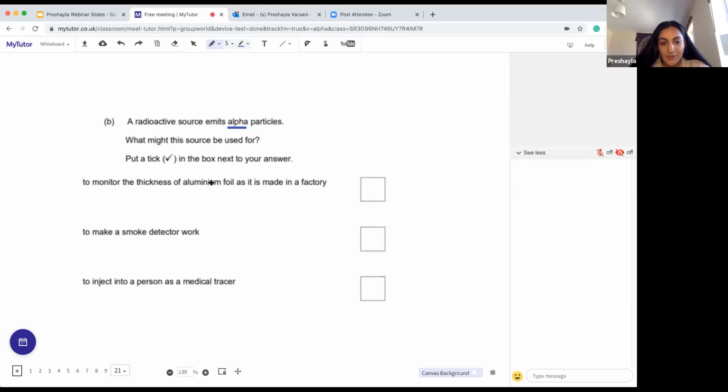Okay, so the most appropriate source for alpha would be to make the smoke detector work. As we saw earlier on, alpha is the most appropriate radiation to make the smoke detector work, because alpha is the most ionizing. It's able to knock those electrons out and charge those atoms up. And as we know, when we have a flow of charged particles, we create a current. And so a current is needed to make the smoke detector work. Gamma and beta would not be appropriate for a smoke detector because they simply aren't ionizing enough.